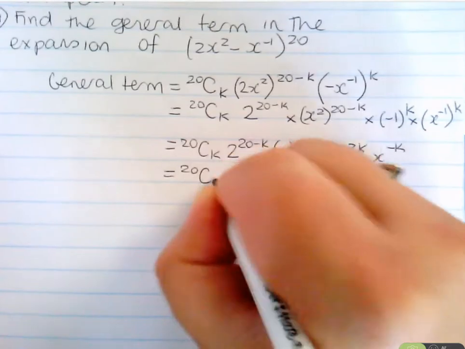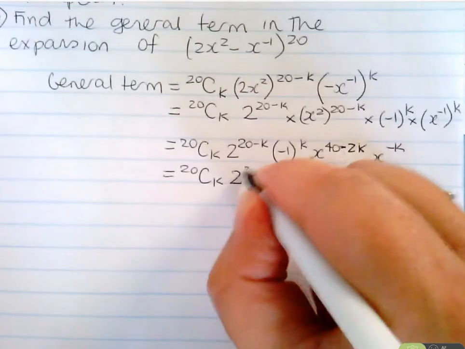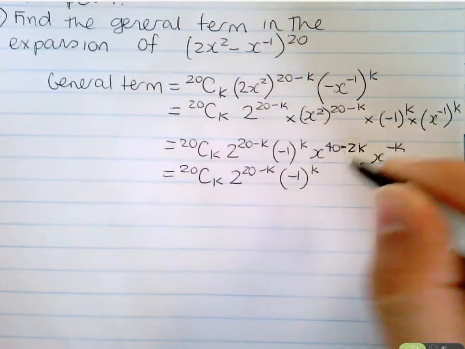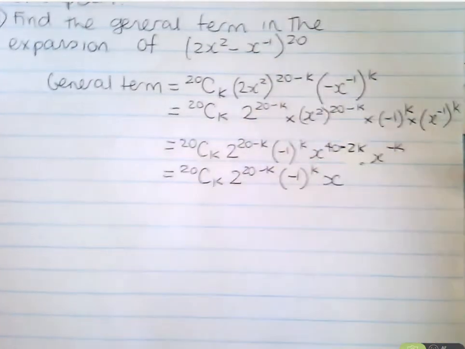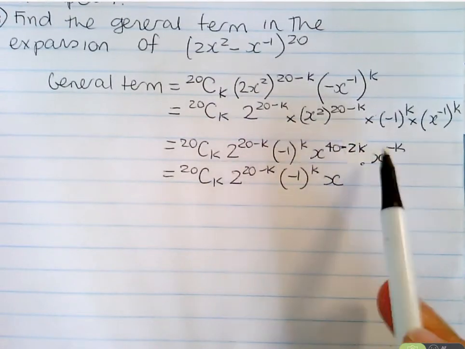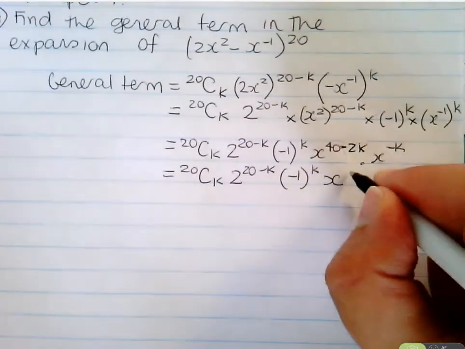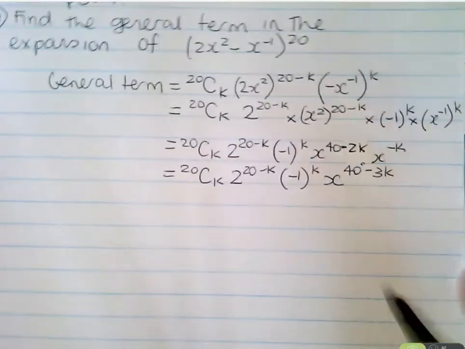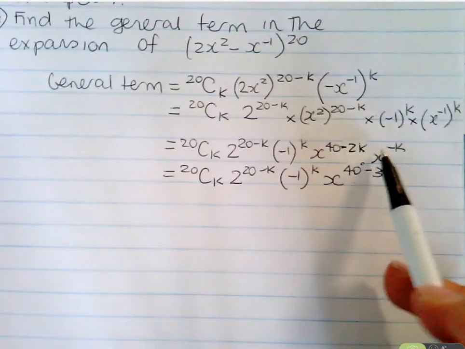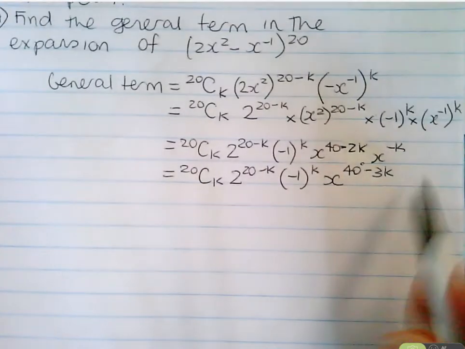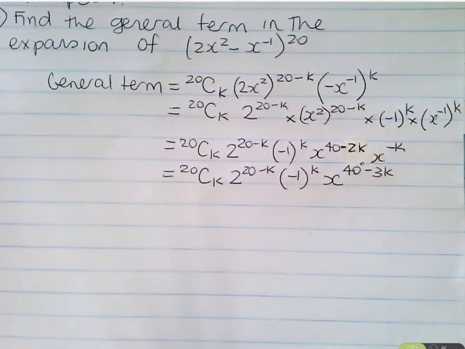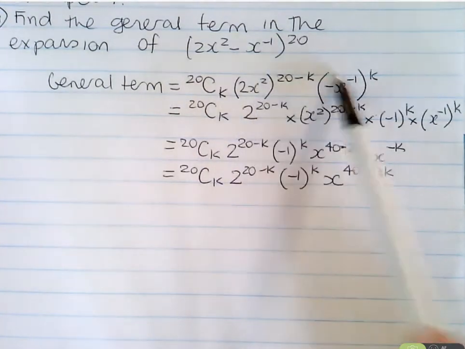Now, the main thing here we're going to be doing, anyway, we'll just keep going. These types of questions generally get you to look at the coefficient of those x terms. So what do I get here now? x to the 40 minus 2k plus minus k is 40 minus 3k. So that is a simplified general term of that expansion. If they do ask you to find the general term, you don't just write out the first line.